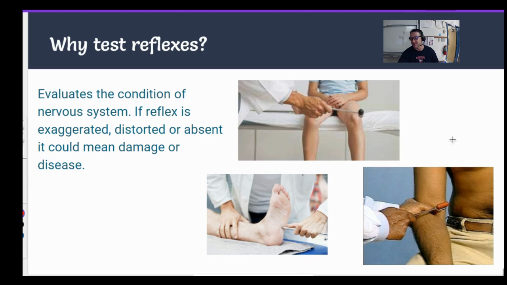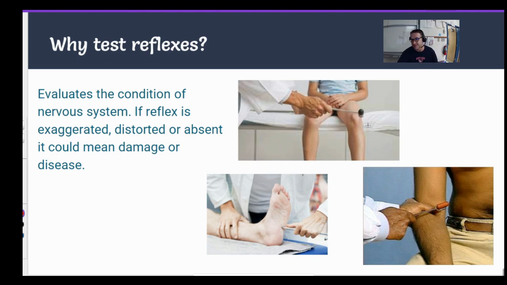Now, usually if the reflex is less than expected or doesn't happen at all, that usually is an indicator of damage to your motor neurons in your peripheral nervous system, outside the brain and spinal cord. And if it's exaggerated, usually it's an indication that there's damage or disease inside the central nervous system.